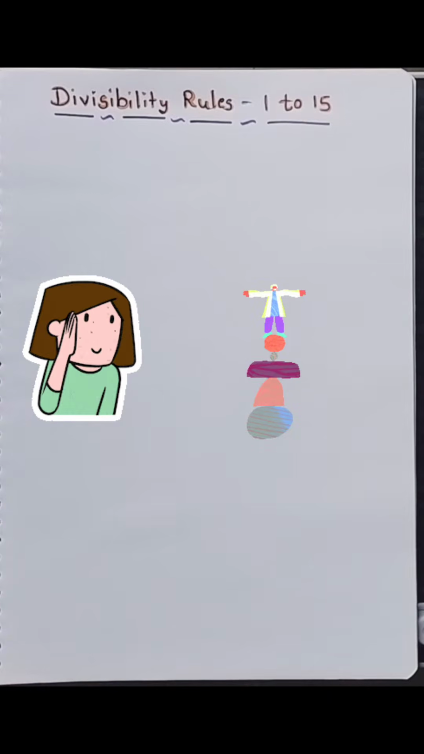Most students find division slow and confusing, but with the right tricks you can check any division in seconds.